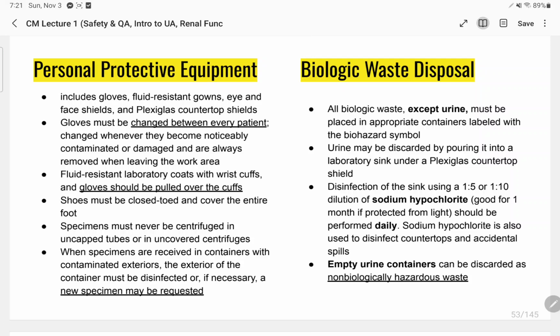And what about your empty urine containers? Once you have poured your urine into the sink, you can discard the urine containers in non-biologically hazardous waste. And also when you pour the urine in your lab sink, make sure your faucet is on. It should be running water, okay?